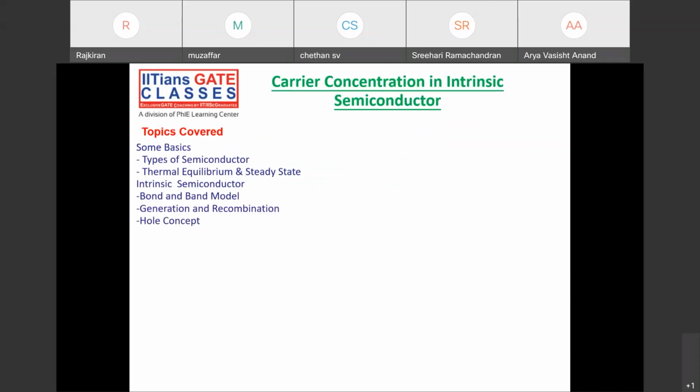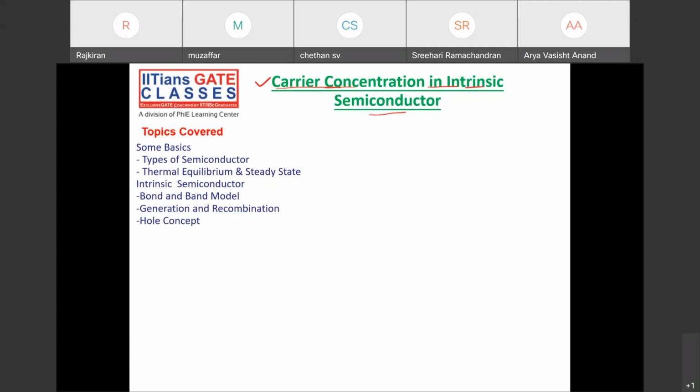Till now I have just been introducing the subject to you. Now we will start the subject. The first chapter is how to get the carrier concentration in an intrinsic semiconductor. Whenever I am speaking, you have to think in your mind what is intrinsic, what is concentration. Keep asking yourself, then only it will be very useful for you.